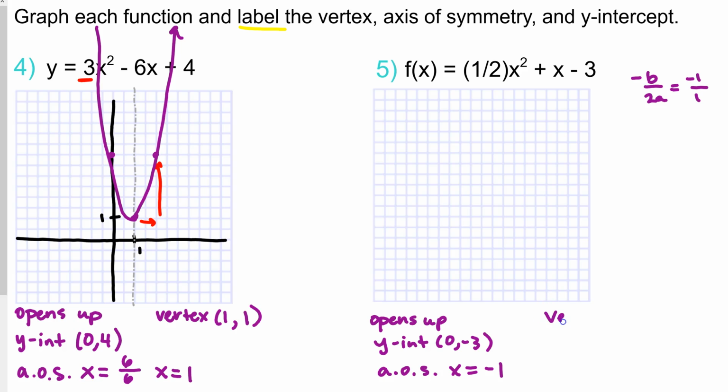And that means that the vertex will have an x-coordinate of negative 1. And we're going to substitute that into the function to find the y-coordinate. So 1/2 times negative 1 squared plus negative 1 minus 3. That should give us negative 3.5.